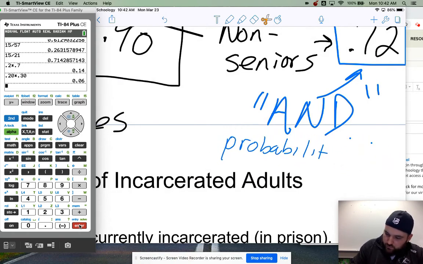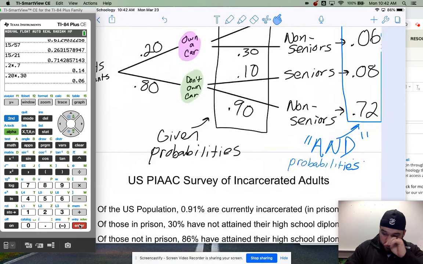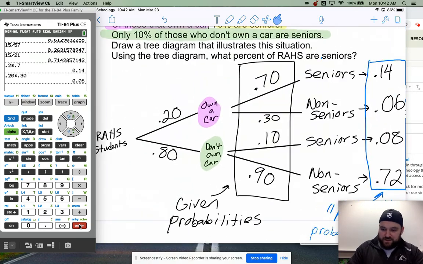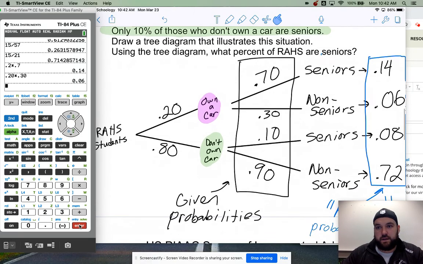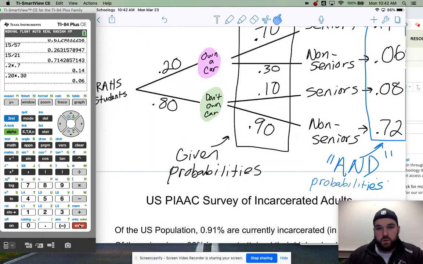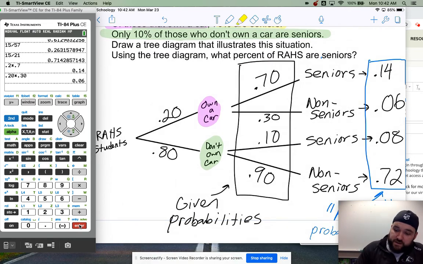Okay. So this is something you're definitely going to have to practice with because it is a lot of interpreting the information, but it also helps us to break down the sets of people very quickly based on only two or three sentences of information. Okay. So then the question actually asks, I didn't even answer the question. Using the tree diagram, what percent of RAs are seniors? What percent of all of RAs are seniors?